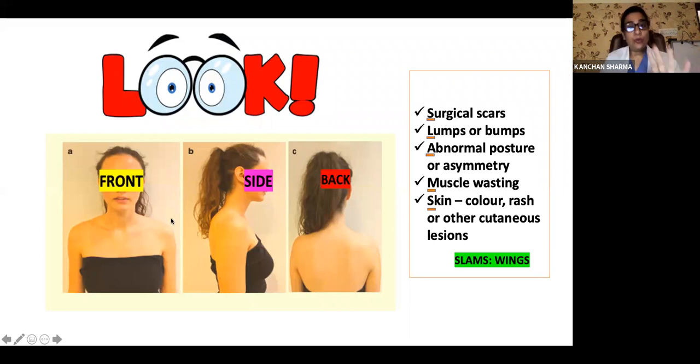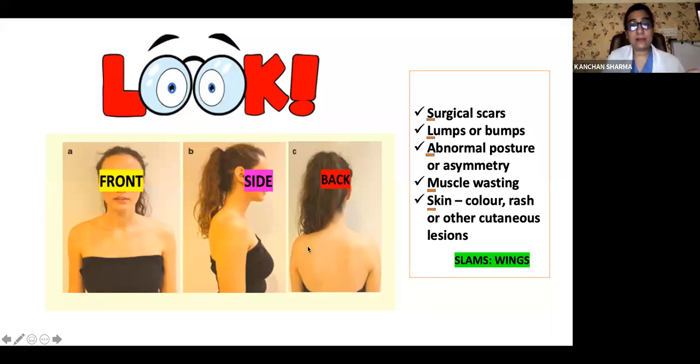So how you need to examine is you need to look at it from the front, from the side, and from the back. Now, what exactly should you be looking at? You should be looking for any surgical scars, any swelling, or see if the shoulder is having a rounded contour. If you are not able to see the rounded contour of the shoulder, there is some problem. If you see squaring of the shoulder instead of the rounded contour, then think of some anterior dislocation.